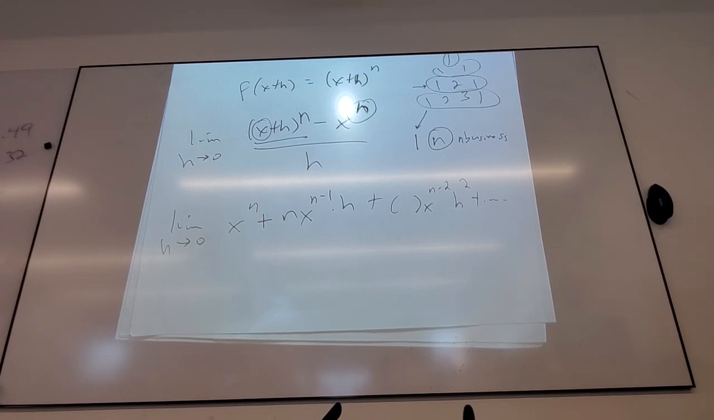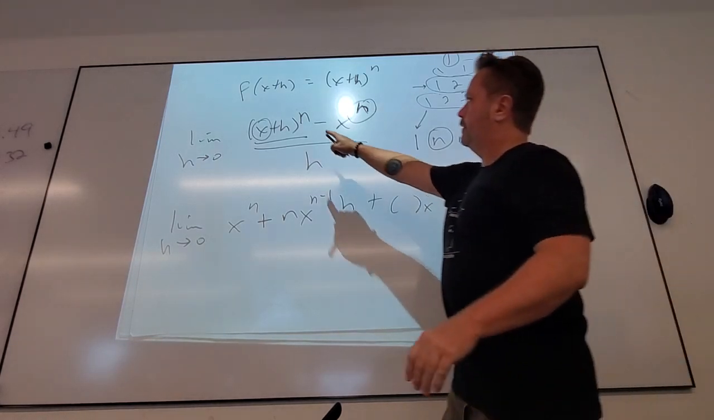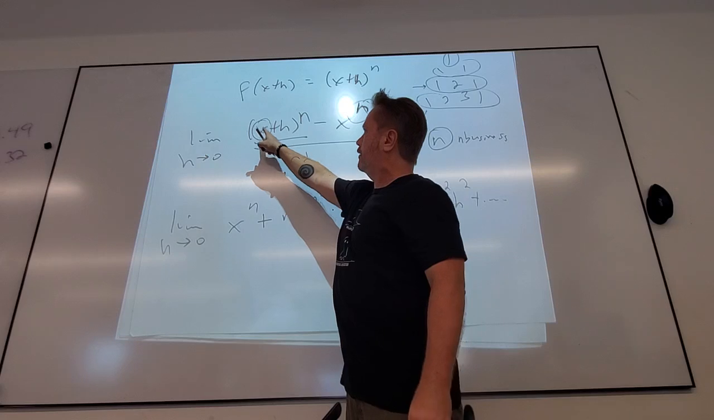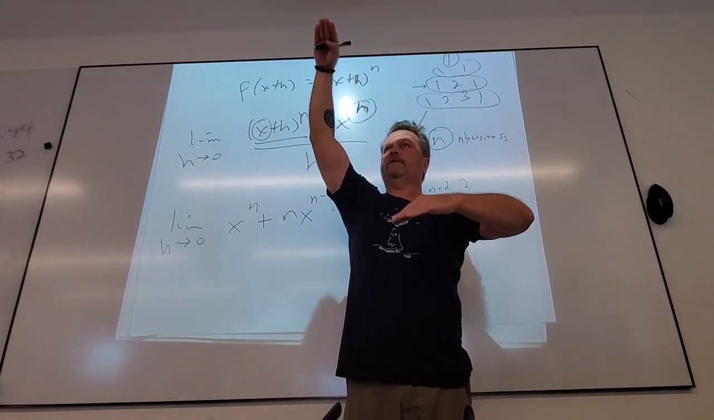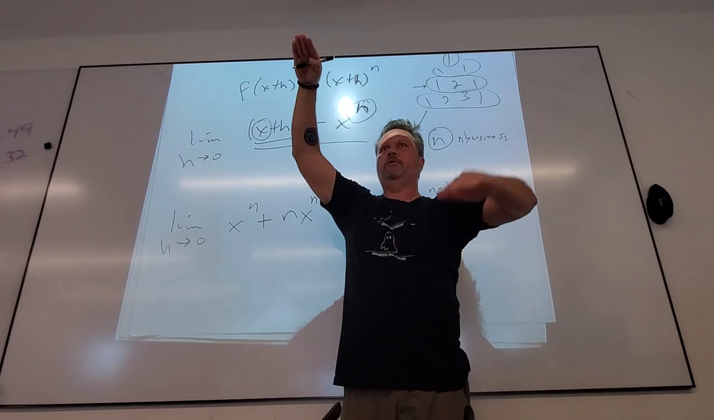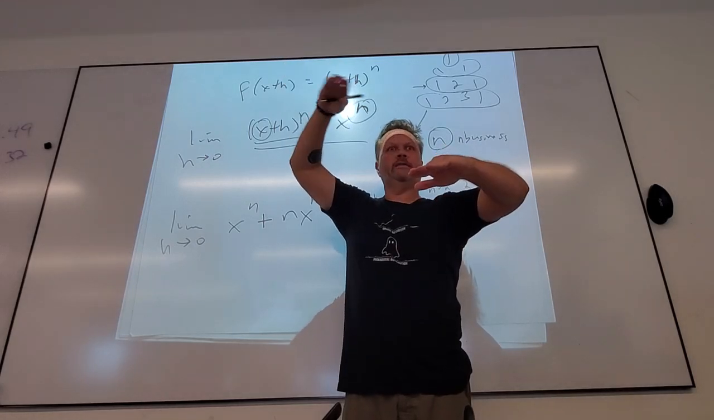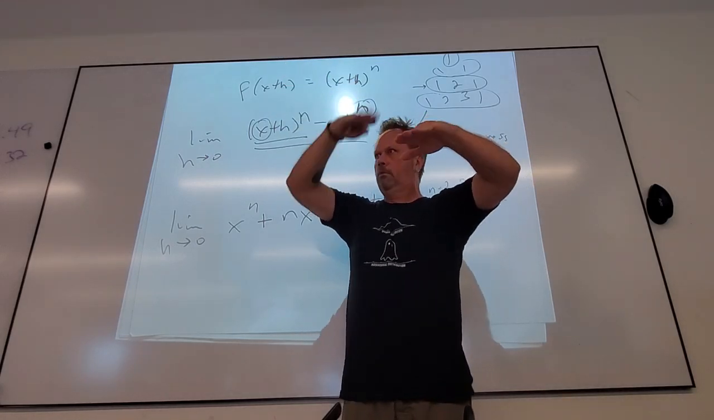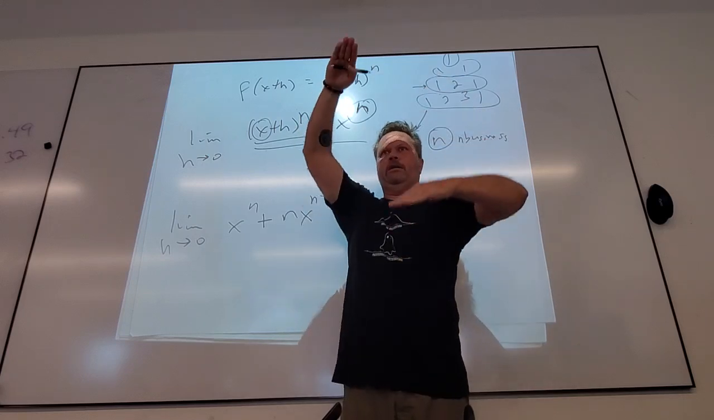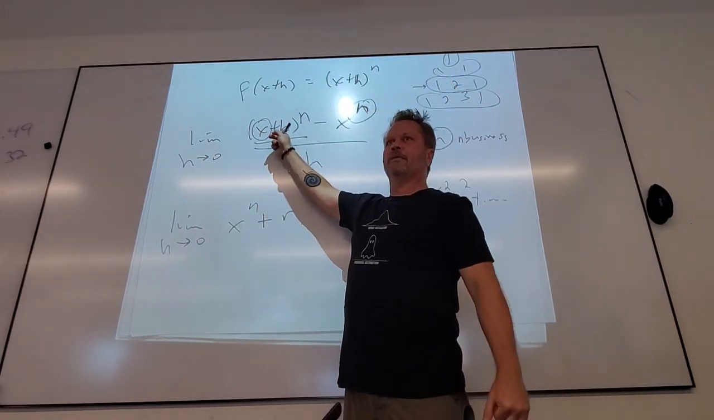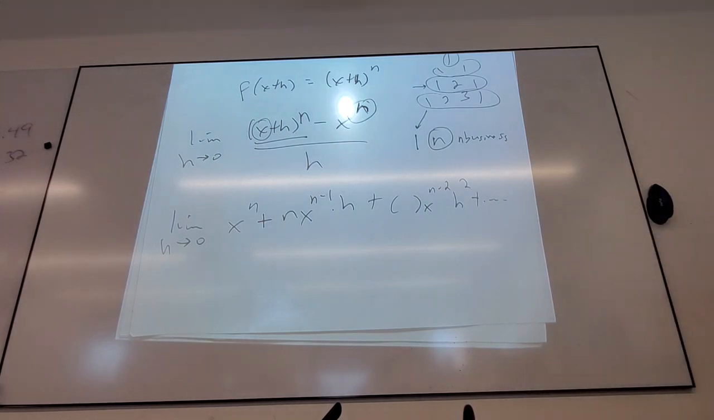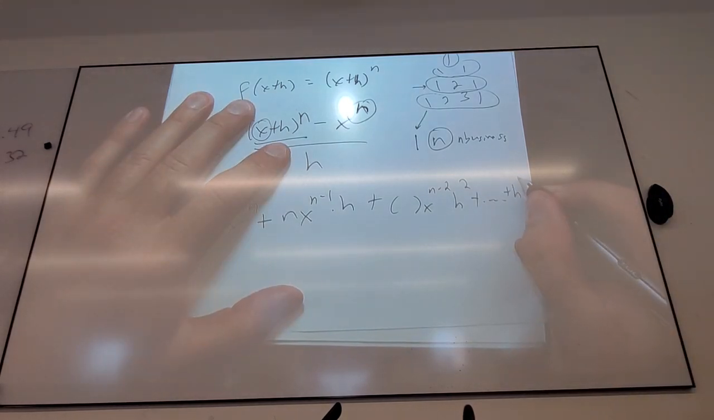Does everybody understand that? So the idea of expanding this kind of thing is you start off with nothing but x's, then you make a mixture. Nothing but x's, no h's. 1 less x, 1 more h, 1 less x, 1 more h, 1 less x, 1 more h. That's how that kind of works. And at the end, you have nothing but this last term. So at the very end of all this, it's going to be h to the n.